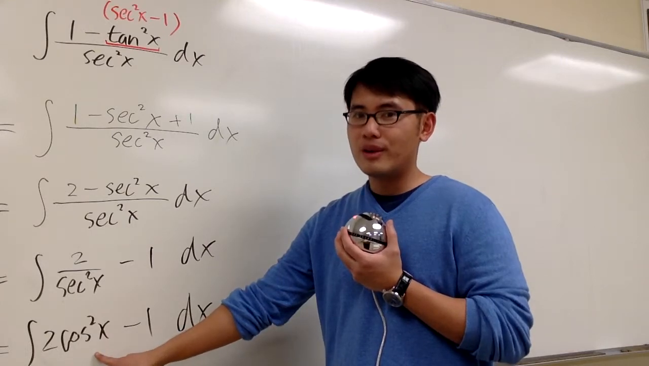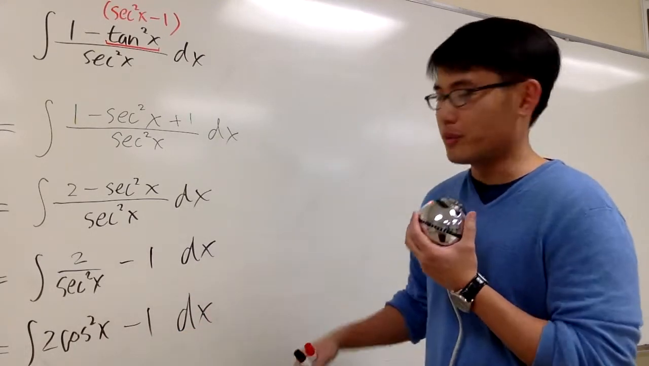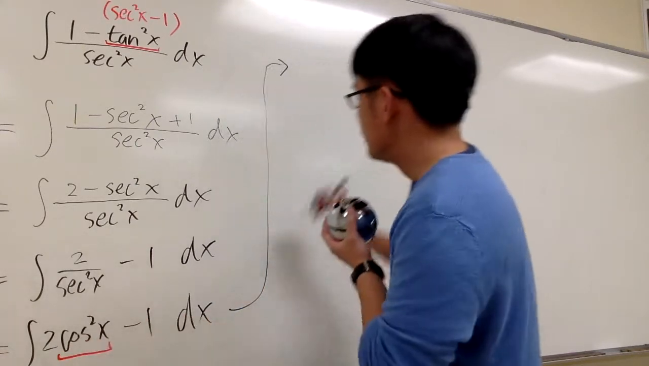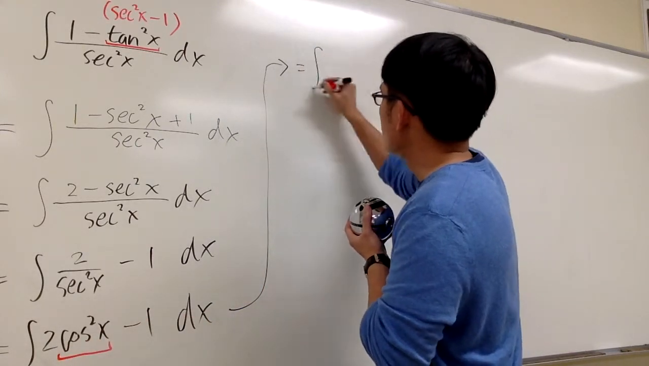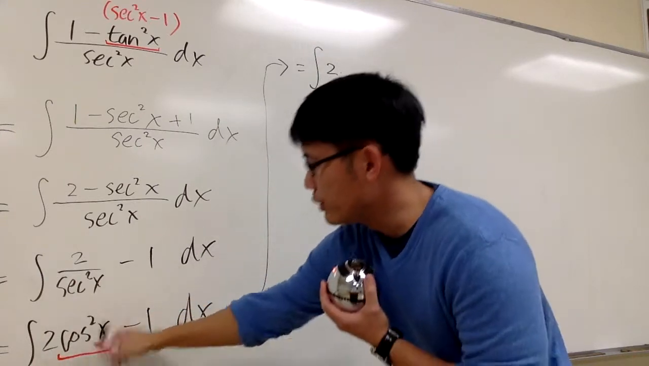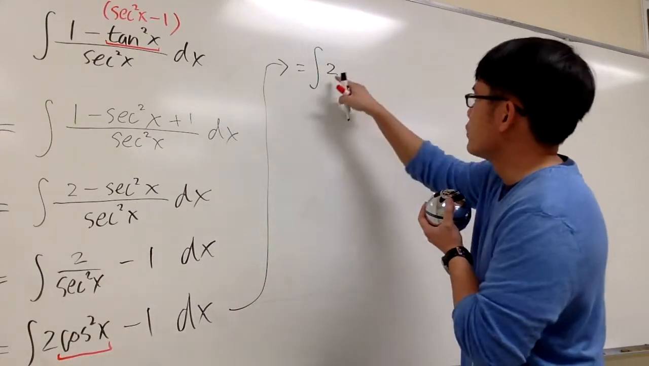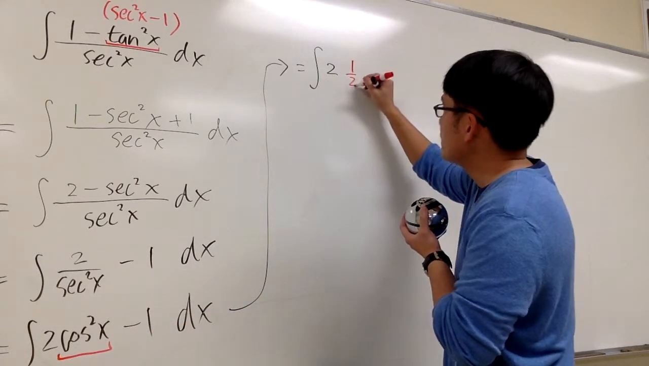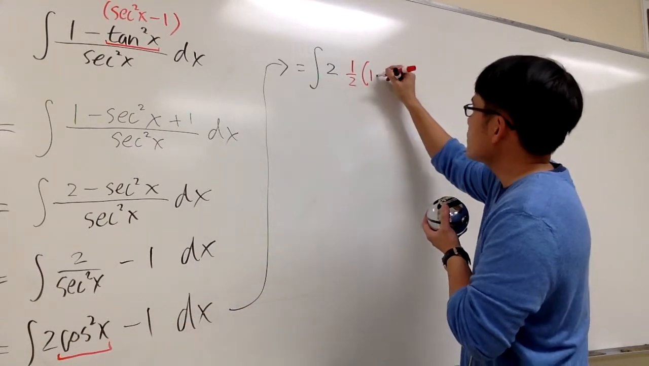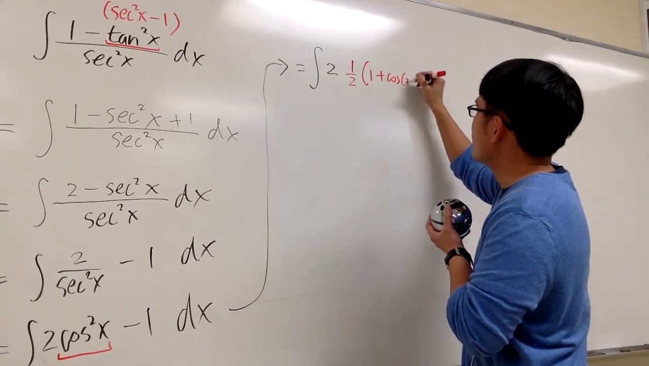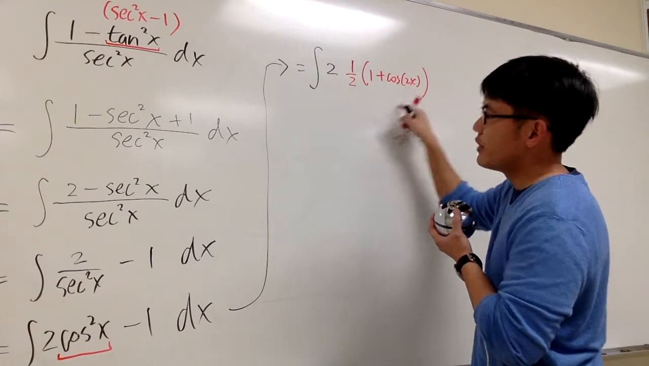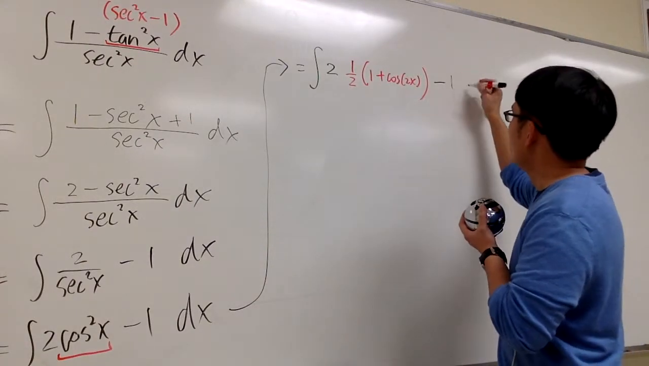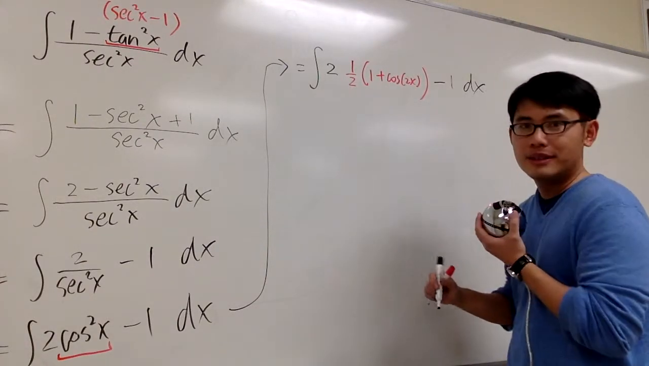Cosine square. We have to use the power reduction formula. So for this part, let me just write this down. This is the same as the integral. The 2 is still right here. The 2 is for the cosine square only. So we have the 2, and the cosine square is the same as 1/2 times 1 plus cosine of 2x. This right here is for cosine square, and then minus 1 after that, still dx.